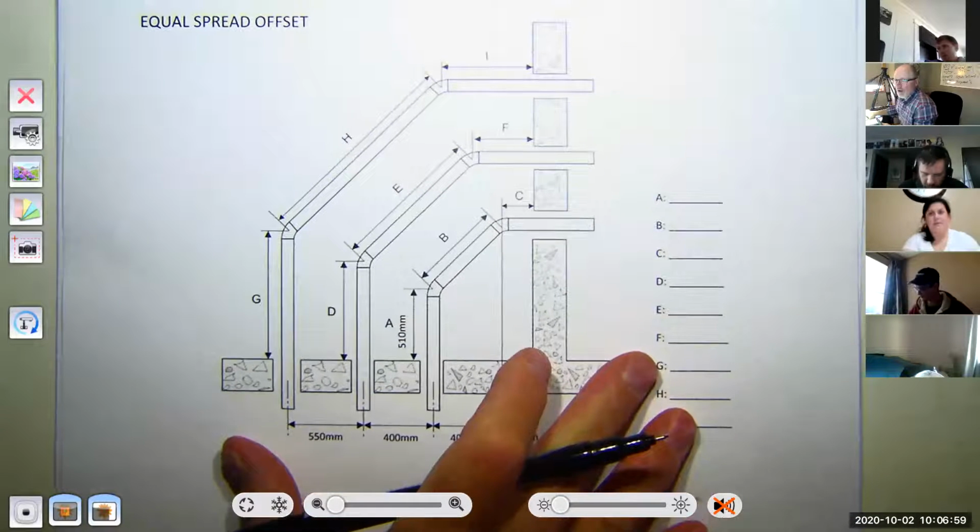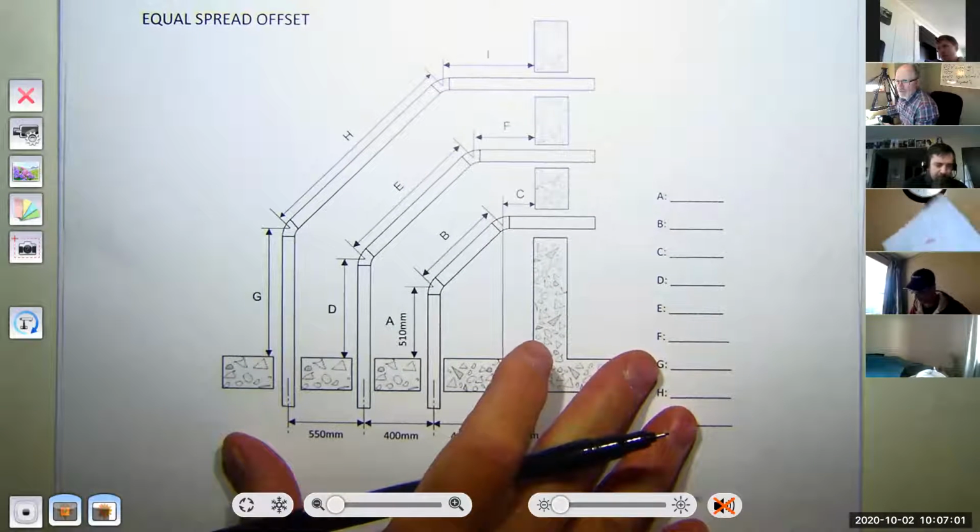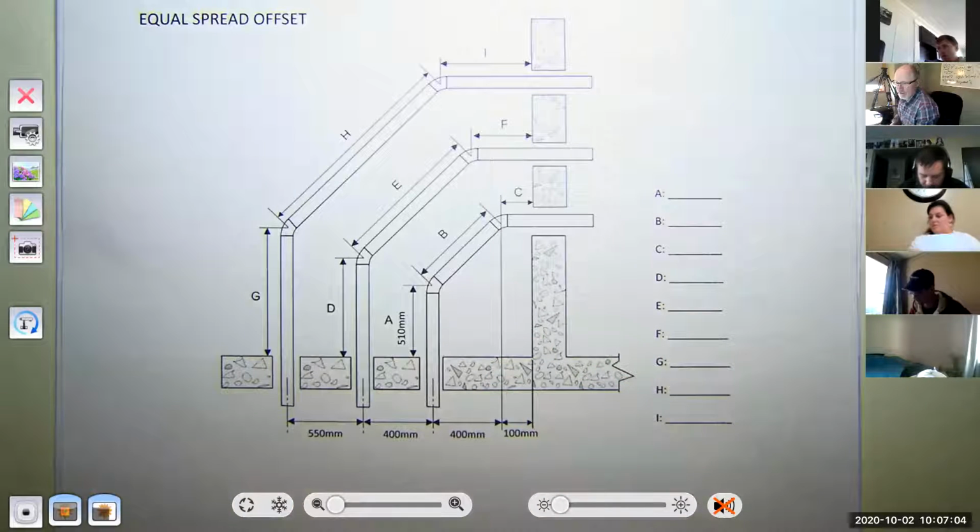We have another one, very much the same as the other one. Oh, is this exactly the same? No. Close.